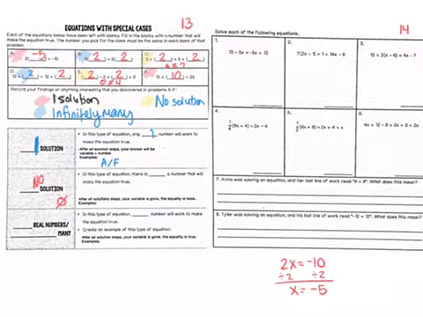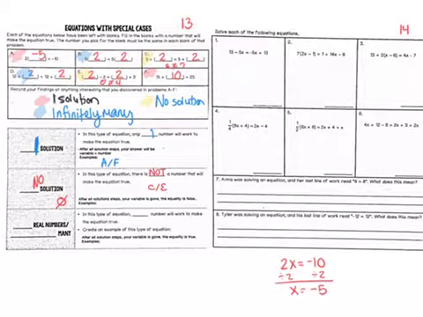In this type of equation, there is not a number that will make the equation true. So going back up to the top, an example like C or E, where no matter what you plug in, nothing's going to work out.